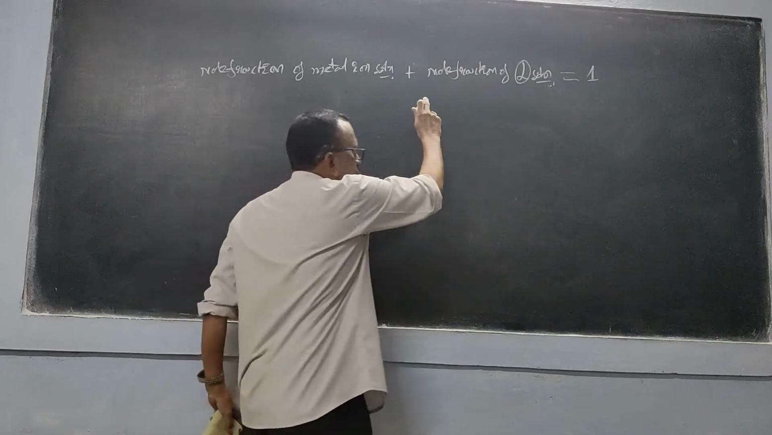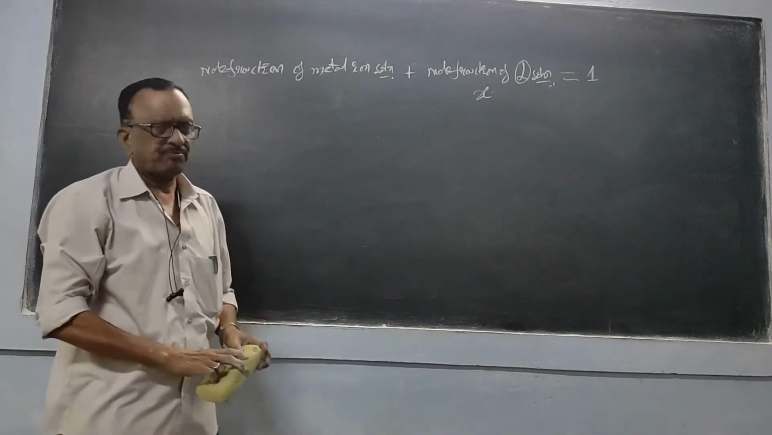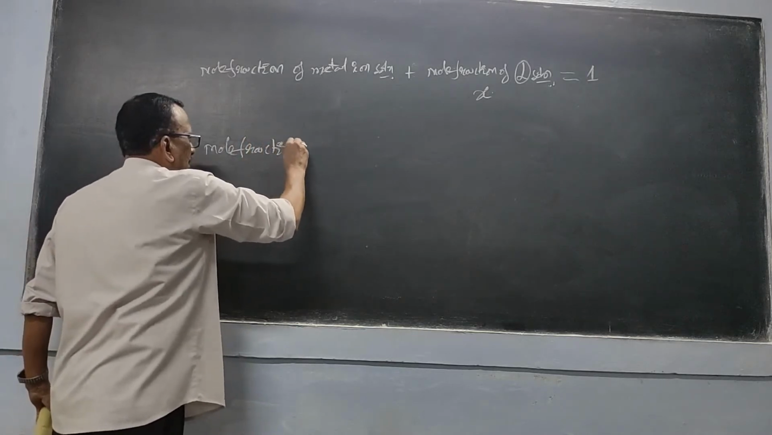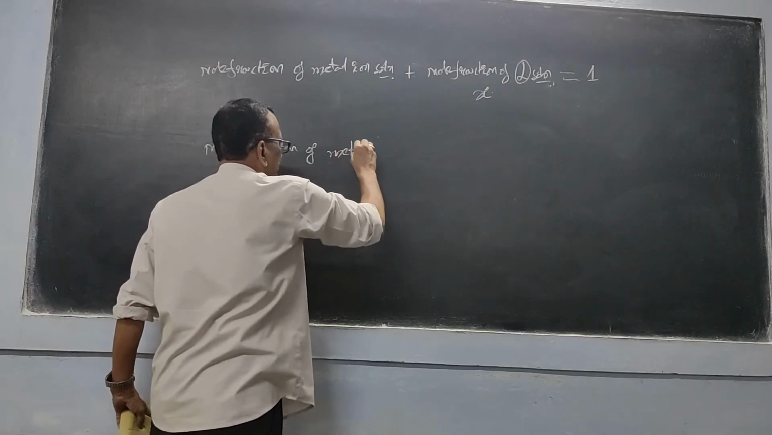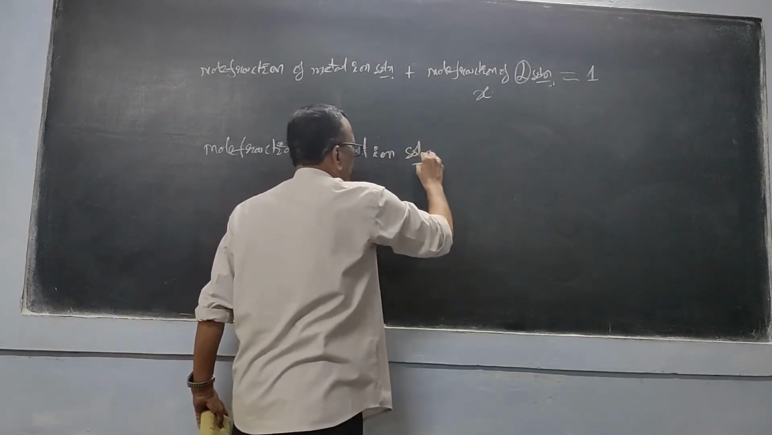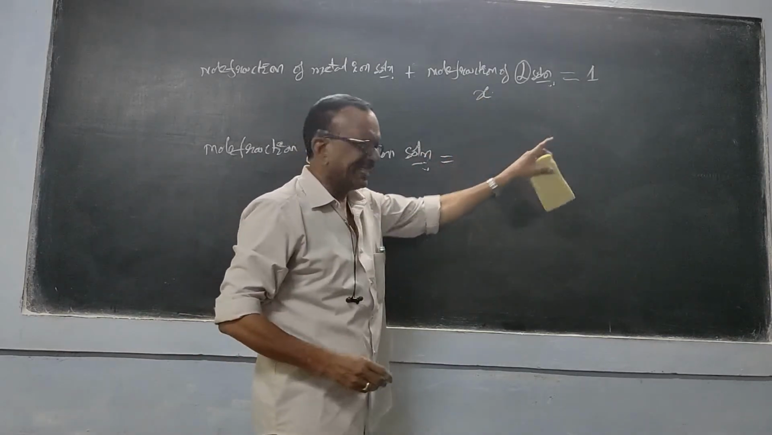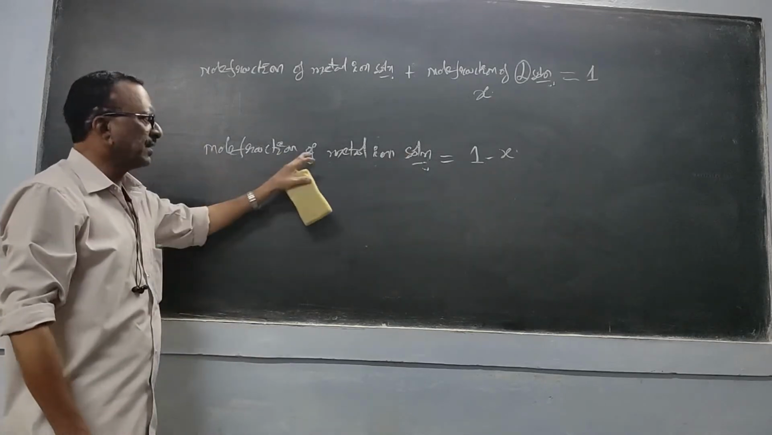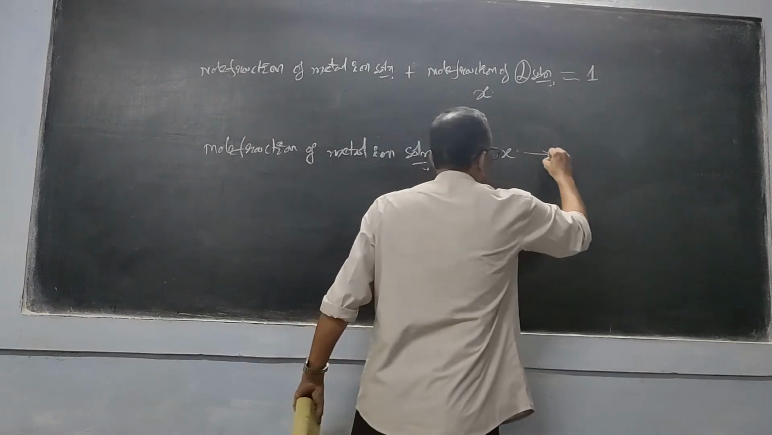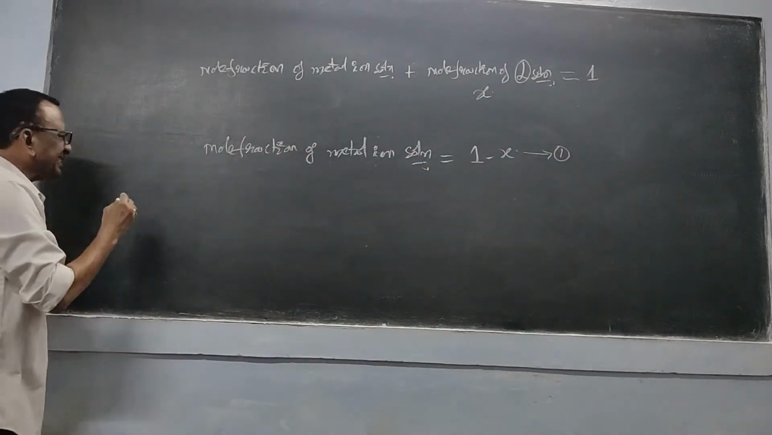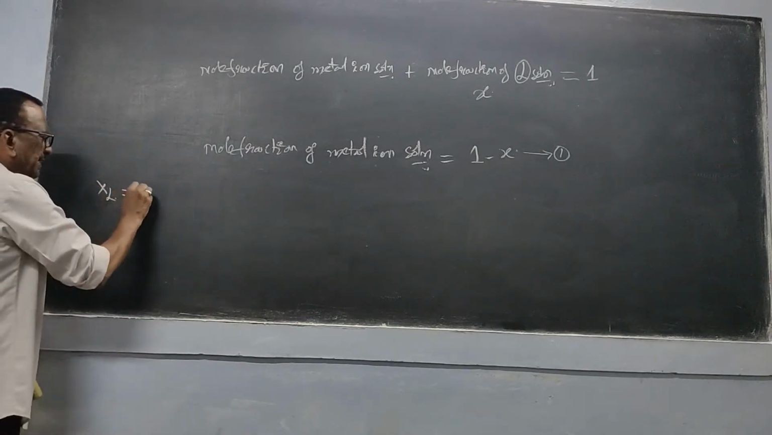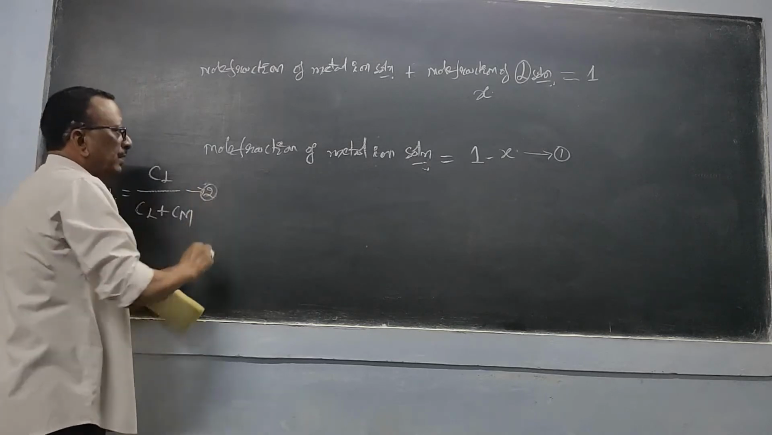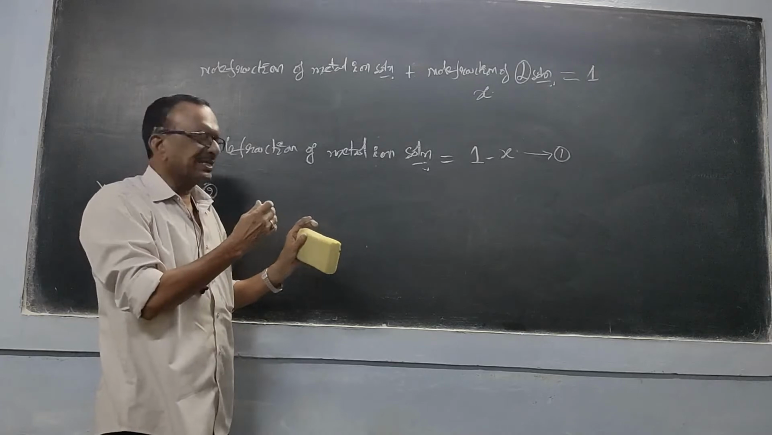Now let us imagine the mole fraction of the ligand solution is X. Then we can find the mole fraction of the metal ion solution: X will go to the other side, so it becomes 1 minus X. The mole fraction of the metal ion solution is equal to 1 minus X. In the beginning I wrote in terms of concentrations that the mole fraction of the ligand is equal to CL by CM plus CL. That is one equation.